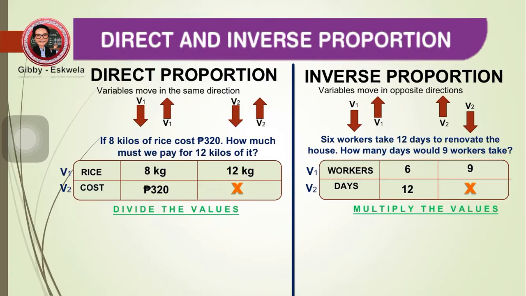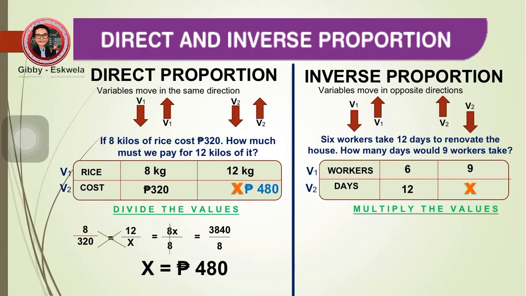Now, write the two ratios for problem 1. We have 8 over 320 equals 12 over x. Then cross multiply. 8 times x is 8x, and 12 times 320 is 3,840. Divide both sides by 8, then cancel to get the value of x. 3,840 divided by 8 is 480. 480 pesos is the cost of 12 kilos of rice.